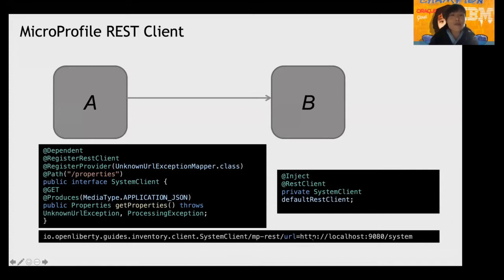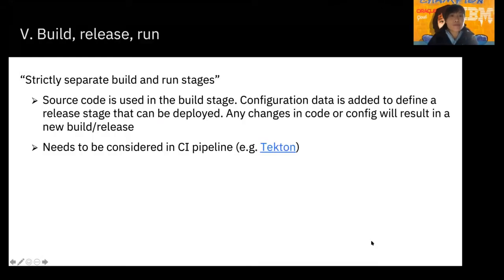And how can you bind to the backend? You can use MicroProfile Config, with the fully qualified class name of the client followed by /mp-rest/url. You can supply the backend URL there. I will do a demo later.